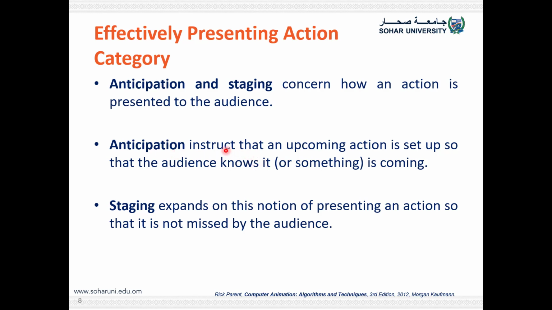As we can find in the definition, an upcoming action is set up so that the audience knows something is coming. For example, if I want to hit somebody, I need to move my hand back, and maybe make it strong to hit that person. In this case, this concept is called anticipation. I can understand before the action is done because of this principle.